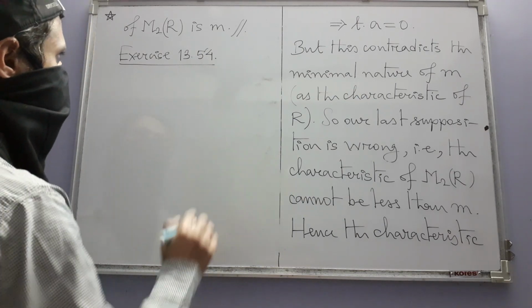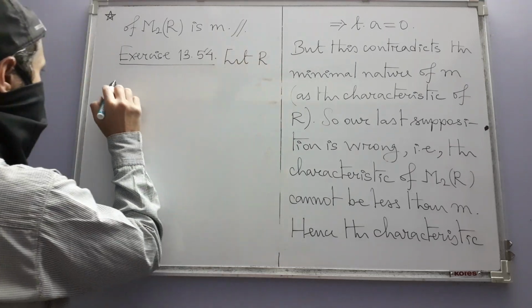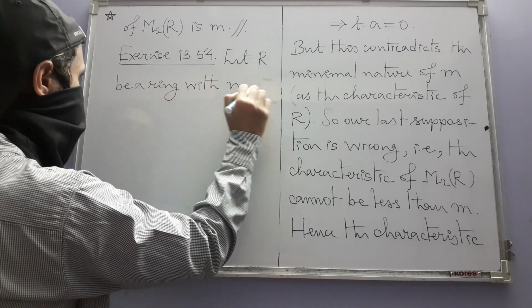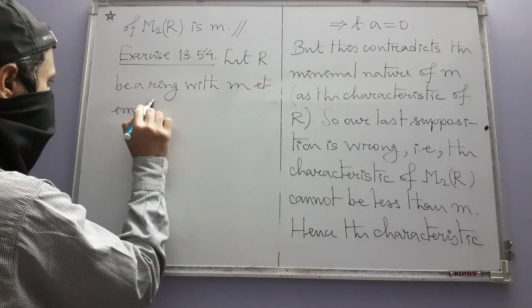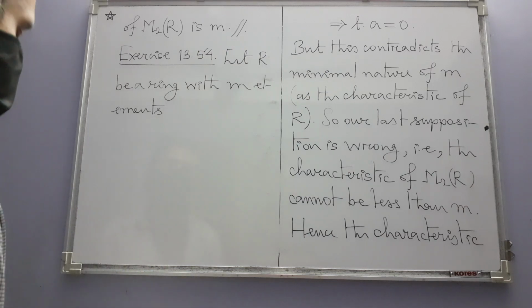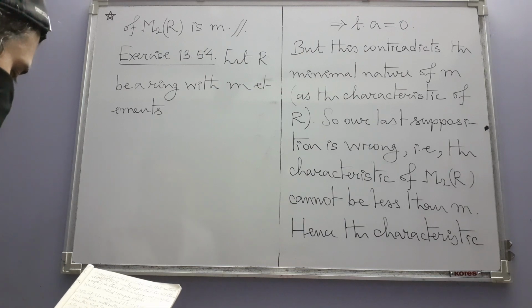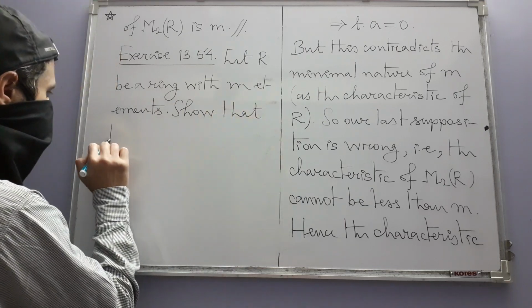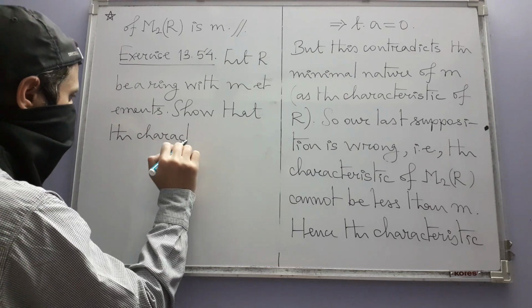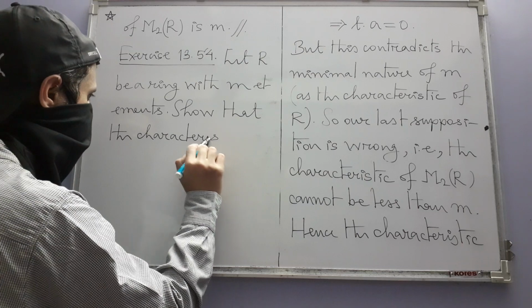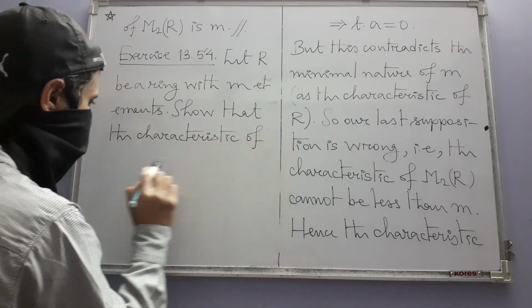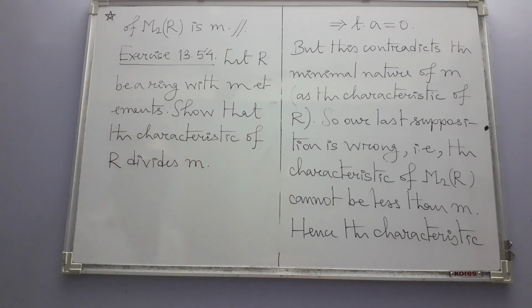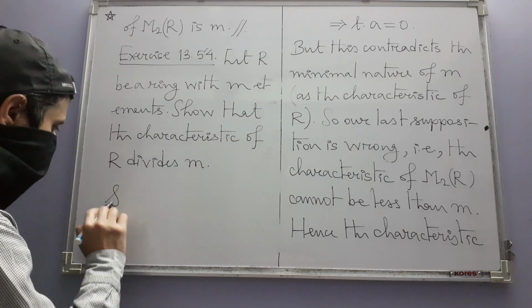Let R be a ring with m elements. That means R is a finite ring in which the number of elements is m. Show that the characteristic of R divides m. So let's see how that happens.